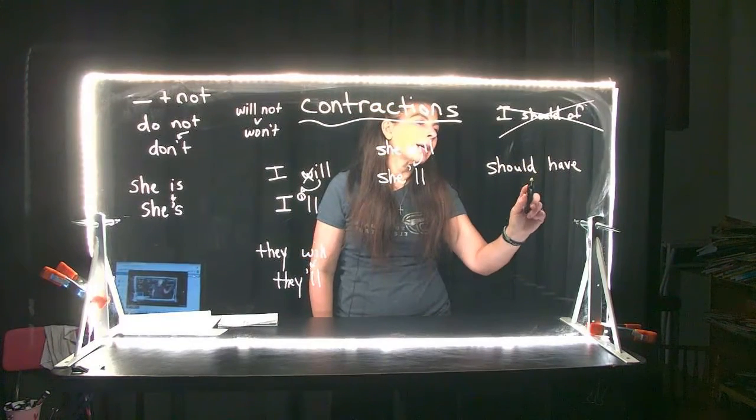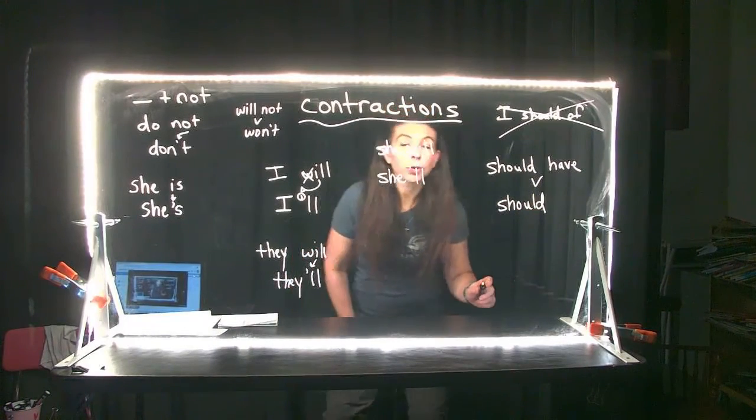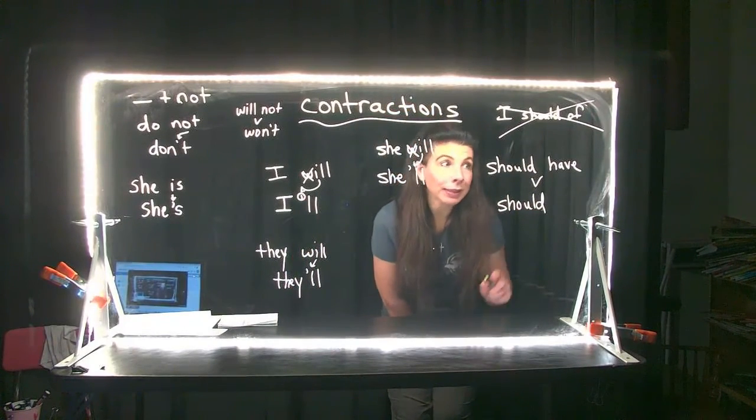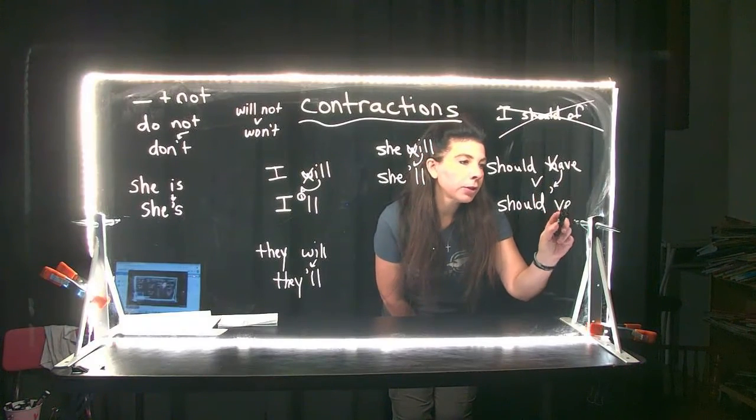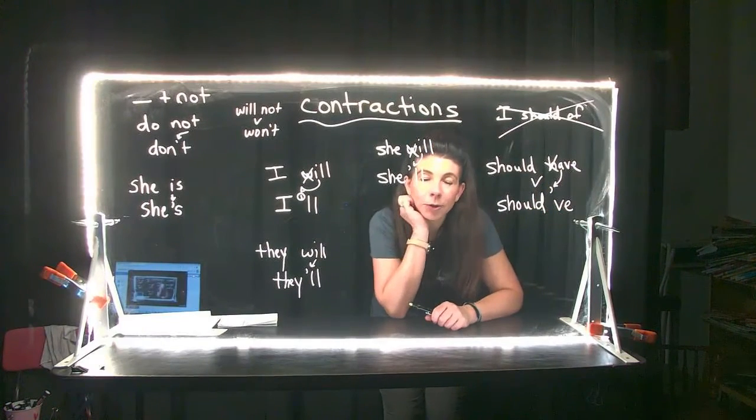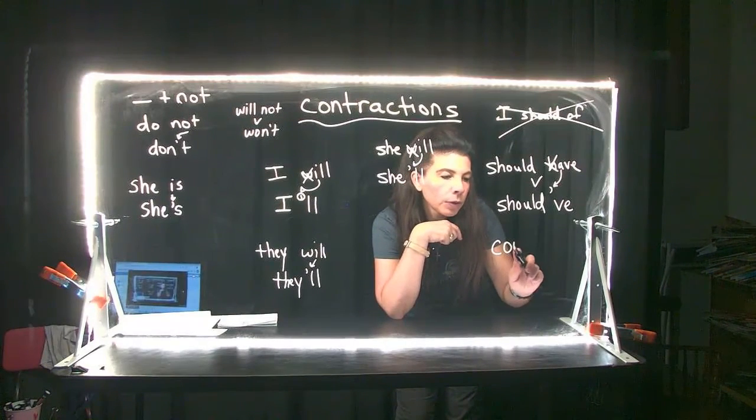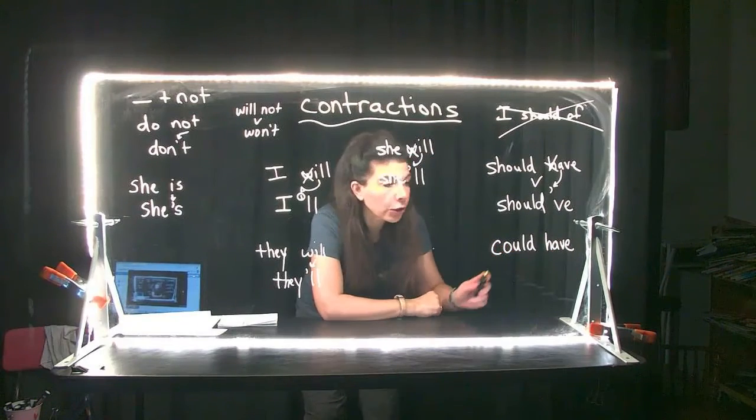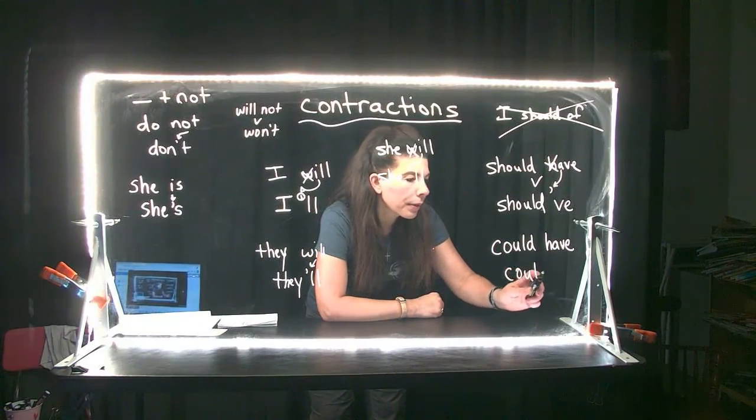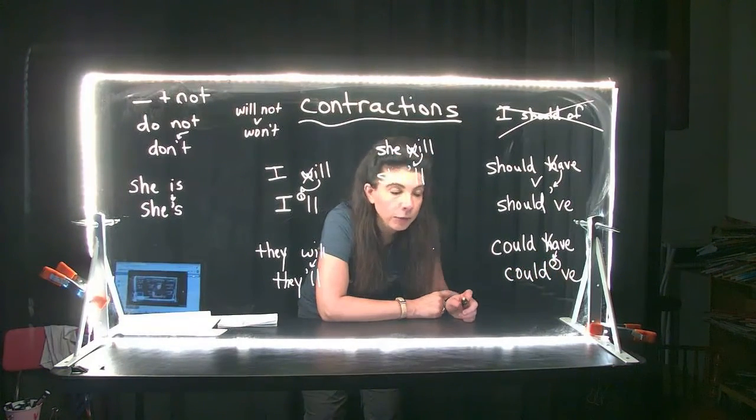You make that a contraction. Should stays the same. You drop the H completely. The A becomes the apostrophe. And then you have the VE. So remember, a lot of times you hear shoulda, woulda, coulda. Should have. Could have. If you have could have, you drop that H completely. The A becomes the apostrophe, and then you add VE. Should have, could have, would have.